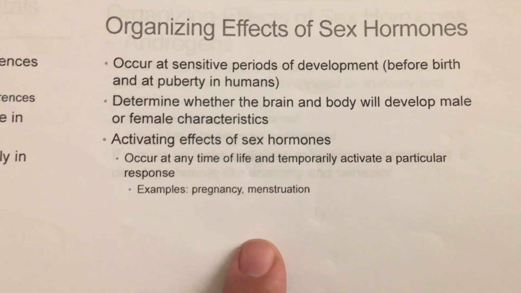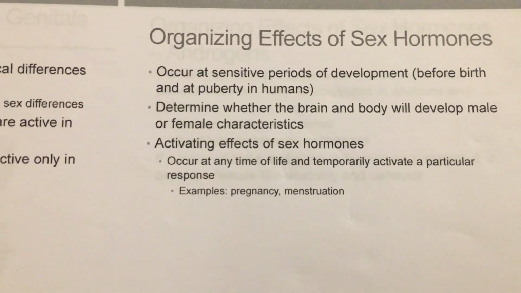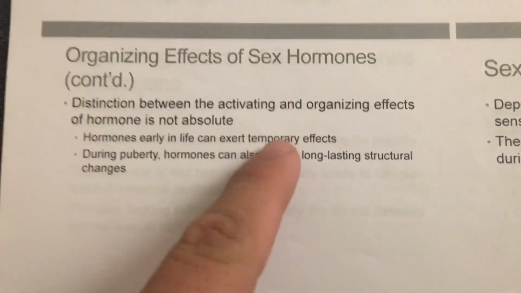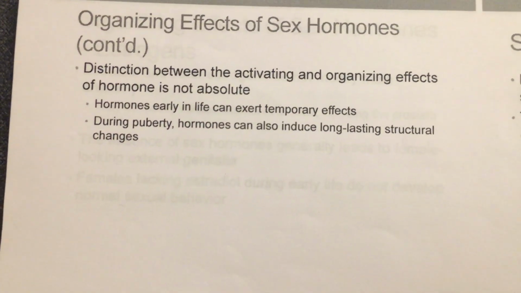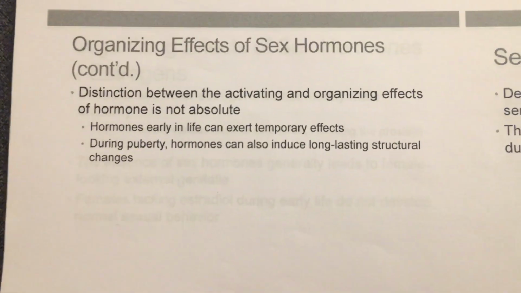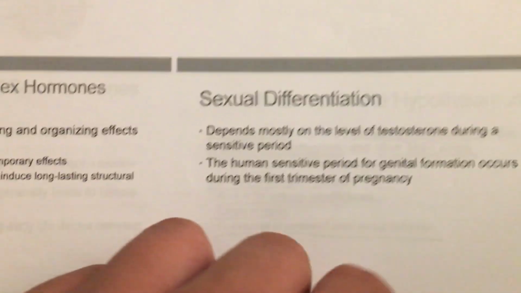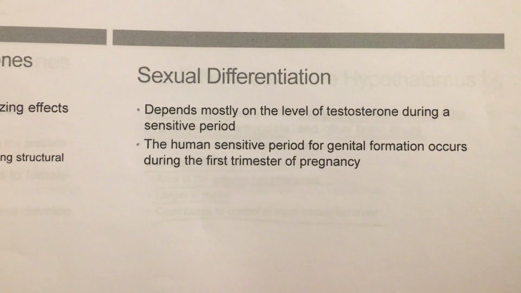Activating effects of sex hormones occur at any time of life and temporarily activate a particular response. Examples are pregnancy and menstruation. The distinction between the activating and organizing effects of hormones is not absolute. Hormones early in life can exert temporary effects during puberty. Hormones can also induce long-lasting structural changes. Sexual differentiation depends mostly on the level of testosterone during a sensitive period.